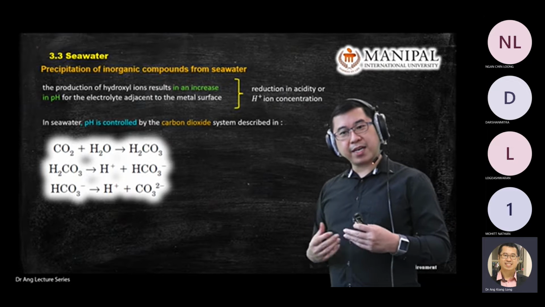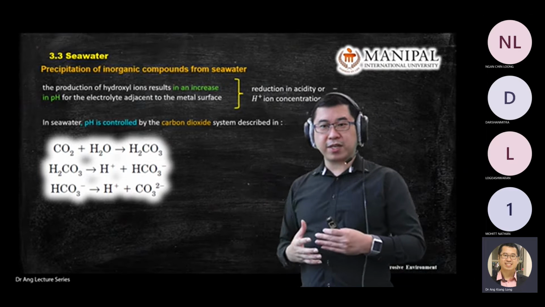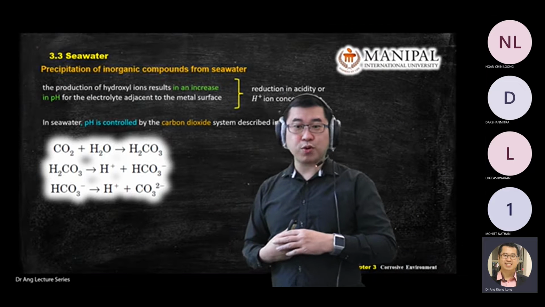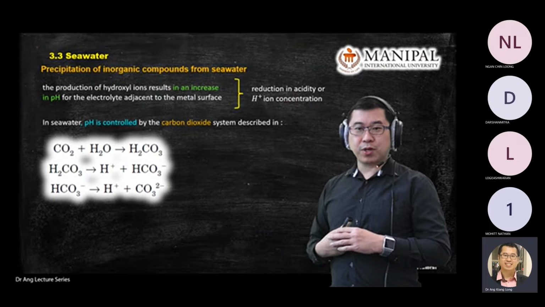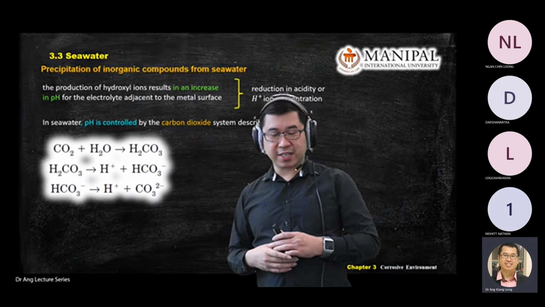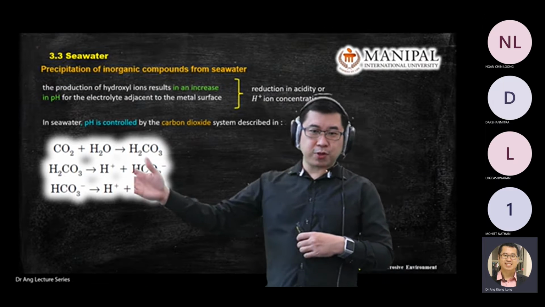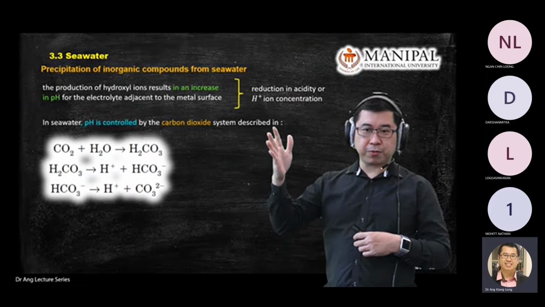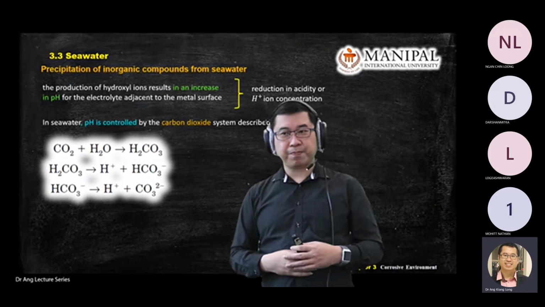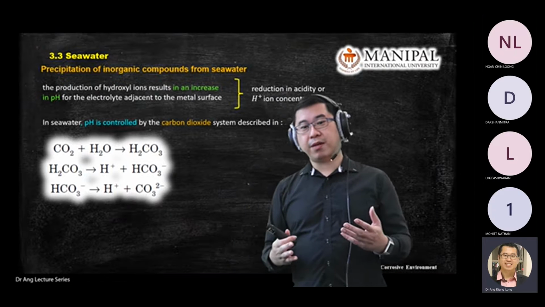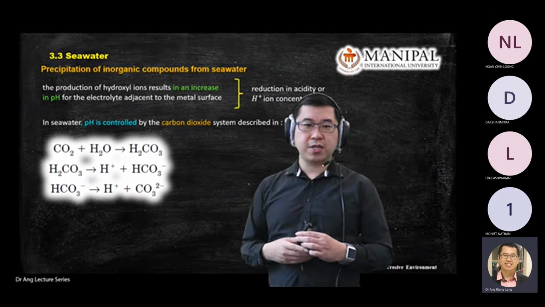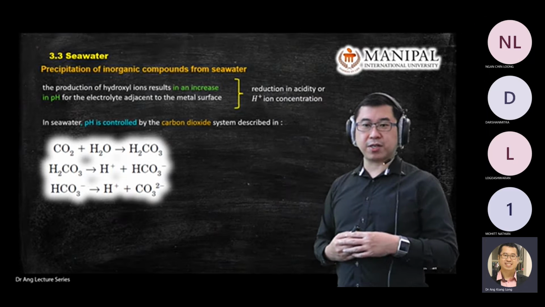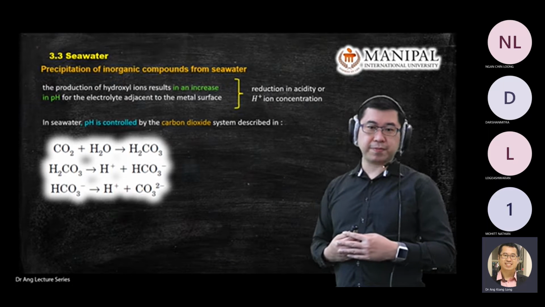But if the water is too alkalic, or the pH level is too high, what do you do? You pump carbon dioxide into the water to produce more H positive. It will bring the pH level down to a more neutral level. So you play around with these two elements, carbon dioxide and oxygen, which is important in corrosion protection or prevention of corrosion.